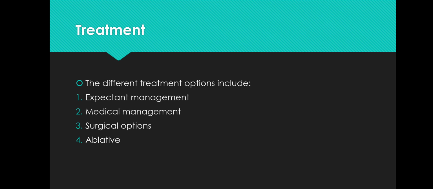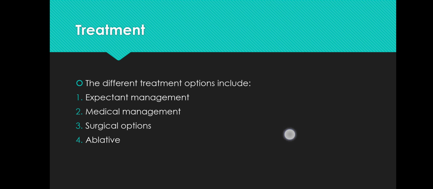Now, how do you manage ectopic pregnancy? There are various treatment options, which may be: 1, expectant management; 2, medical management; 3, surgical management; or 4, ablative, because this is a case-by-case situation. So there's no rule of thumb to say every time a woman comes in with ectopic pregnancy, you should just do surgery or just do expectant management. No, you evaluate, and then based on the case and the evaluation, you make a decision.